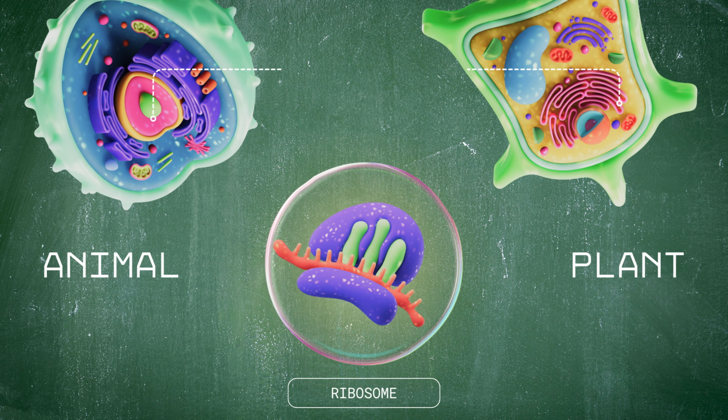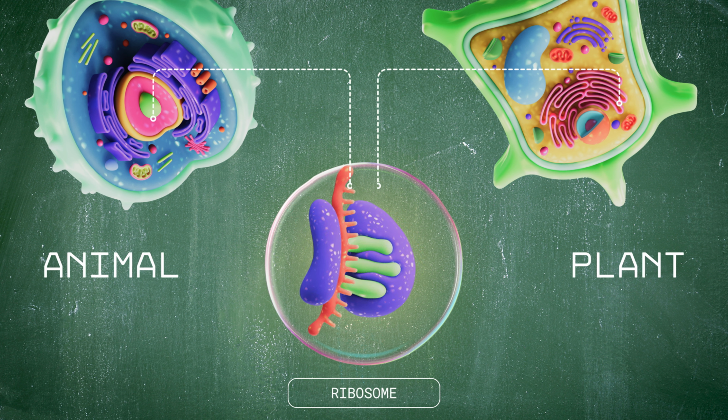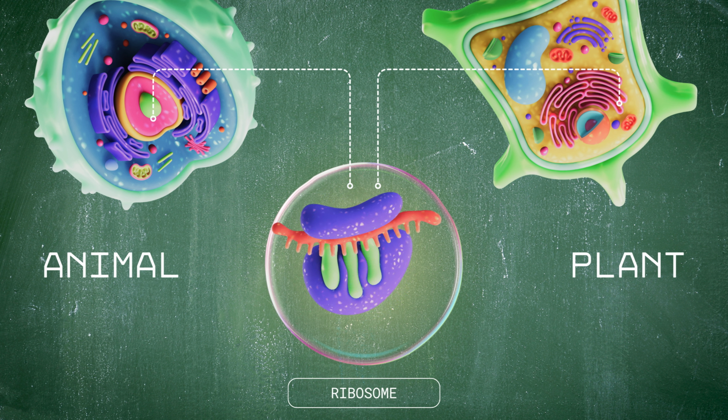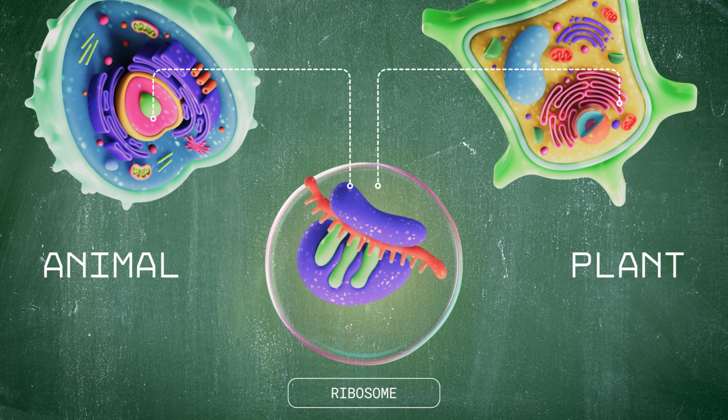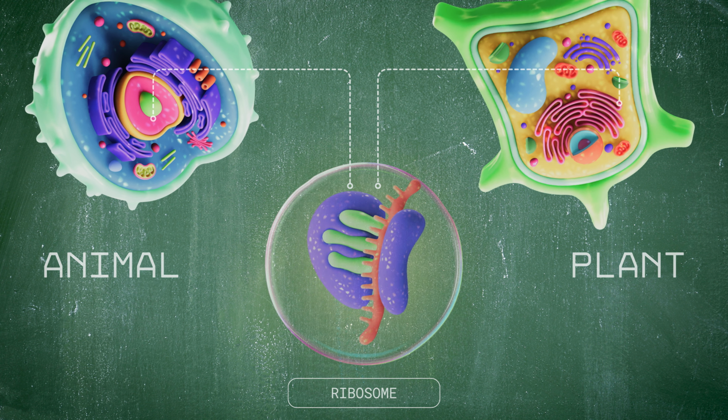Then we have the ribosomes, the little factories scattered across the cell. Some float freely in the cytoplasm, while others are attached to the rough endoplasmic reticulum. Their job is to make proteins, which are essential for almost everything the cell needs to do.